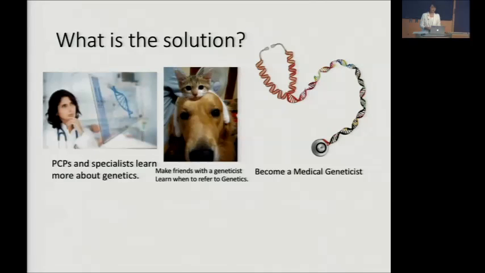So this is what I suggest you do. First of all, learn more about genetics. Second of all, make friends with a geneticist. And third, become a medical geneticist. And remember, I said this talk was for the residents.